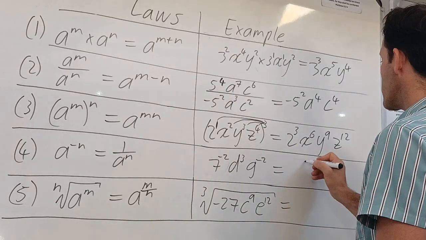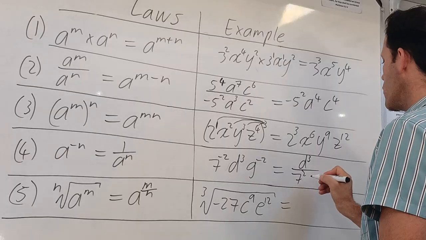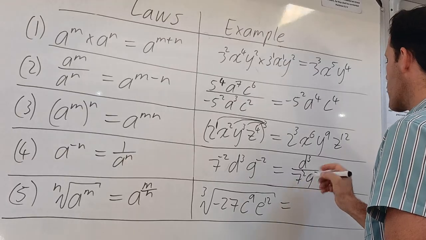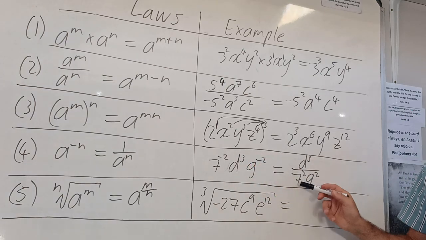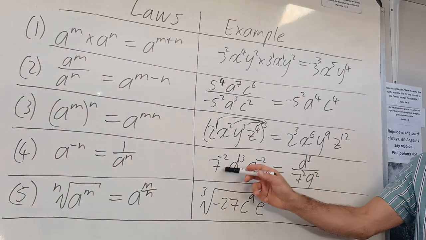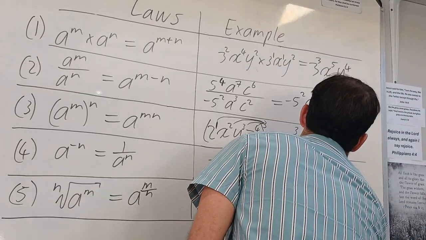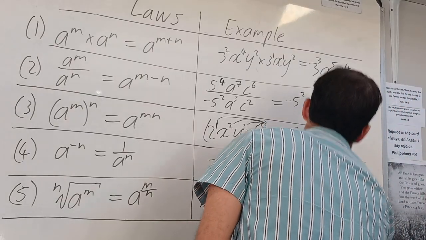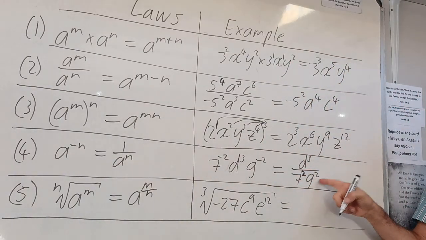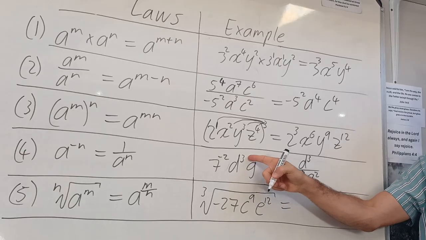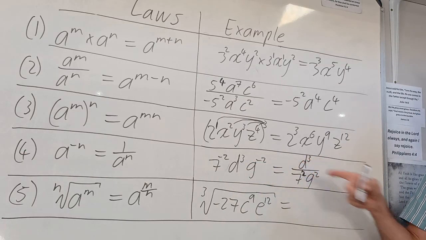So you can say now it's d to the power 3 over 7 to the power 2, g to the power 2. Okay, so as you can see, the 7 to the power negative 2 went down. It became 7 to the power 2. Just to make it clear, the g to the power negative 2 also went down, and it became g to the power 2. But the d to the power 3 didn't have to go down. It was already positive, so it stayed right there, d to the power 3.